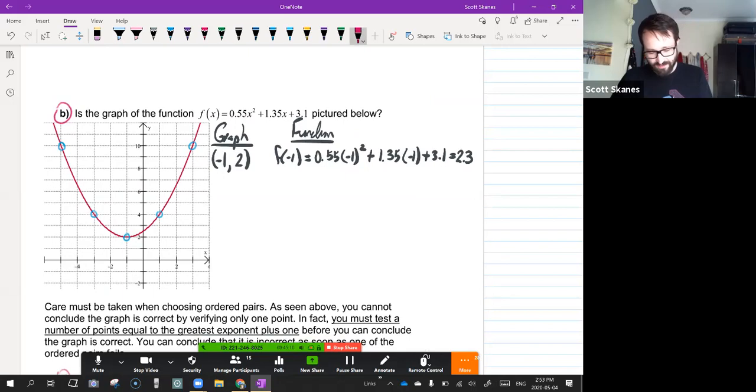That point doesn't work, so I'm going to just say this point is not a match. So I'm going to say this graph does not represent f of x.